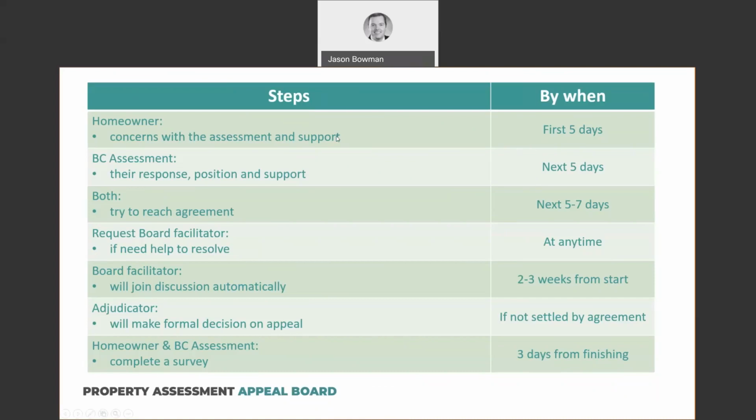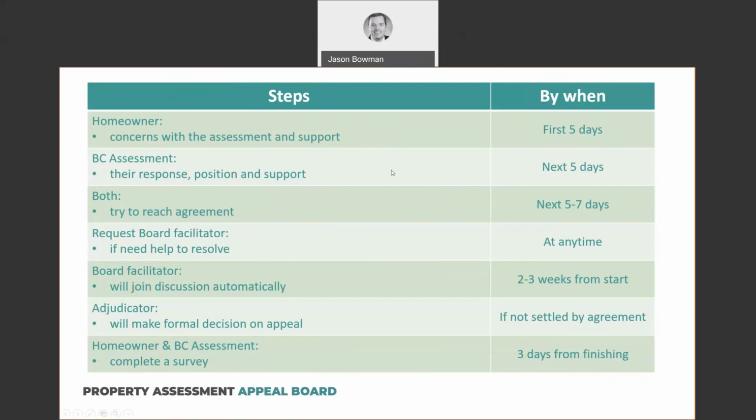So as I mentioned before, usually the property owner will start by detailing their concerns with their assessment and any supporting evidence. And again, we ask that that be done within the first 5 days of gaining access. And I should just mention that you may already have login access by the time you're reviewing this seminar. And if you don't currently have it, you should receive that within the first few days of us acknowledging your appeal.